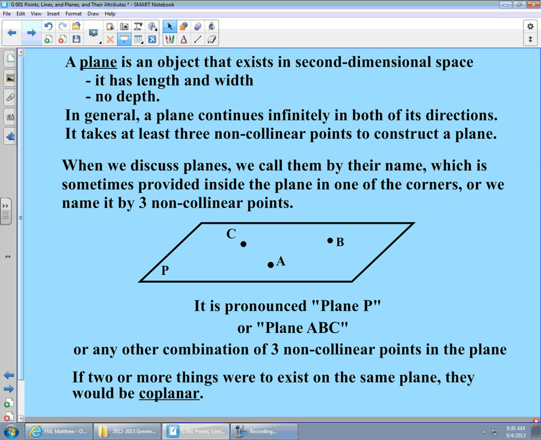Here's a similar definition to what we saw earlier. If 2 or more things were to exist on the same plane, then they would be coplanar, just like collinear. Collinear meant of the same line. Coplanar means of the same plane.